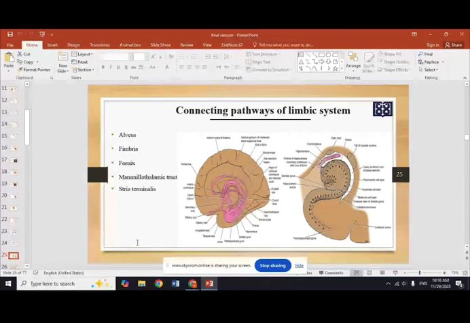We continue. I told you these are the structures working with the limbic system. So it must have connections to do something related to emotion, behavior, okay? So it must have connection to other parts. We have several words, I tell you the definition for them: alveus, fimbria, fornix, mammillothalamic, and stria terminalis. I told you before, I will tell you again.